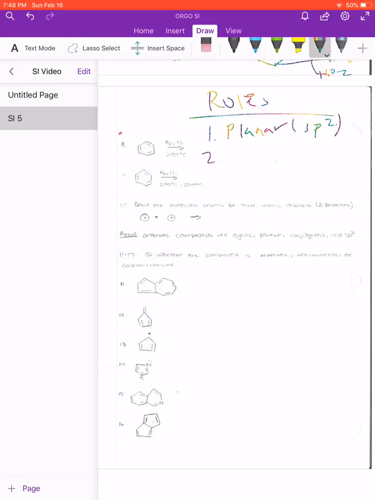Number 2 is that it must be conjugated. And rule number 3 is going to have to follow Huckel's rule. Huckel's rule is 4n plus 2.